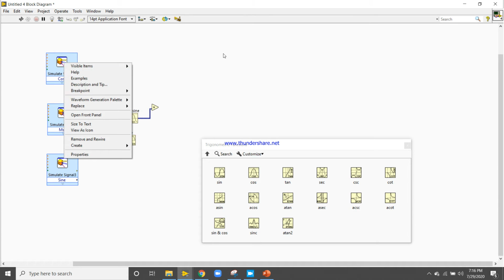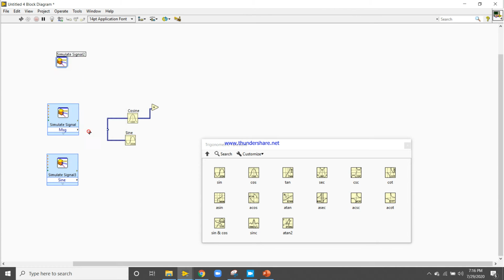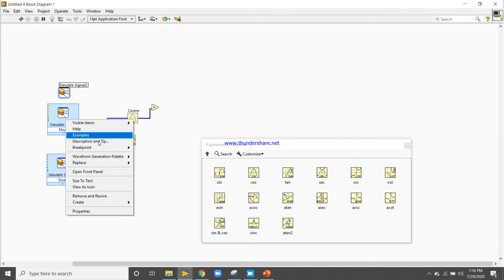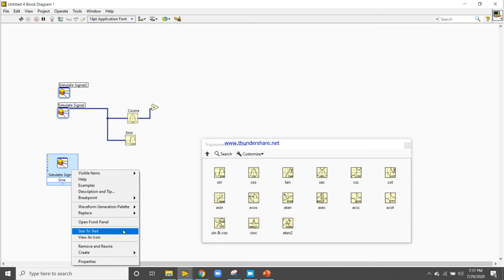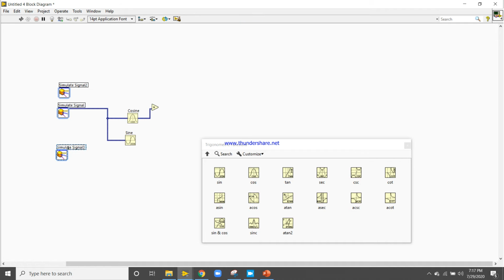Now I am going to right click here, view as icon, right click, view as icon, message signal, right click, view as icon. So this is the msg signal, the message signal, this is the cos signal, and this one is the sine signal.